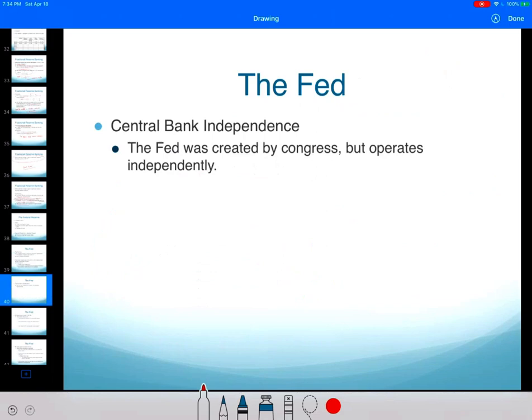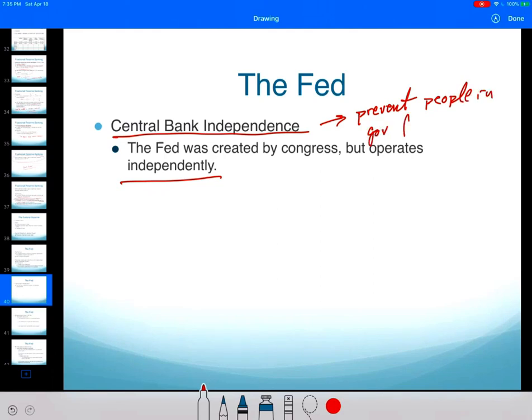Now, the Fed and the European Central Bank and the Central Bank of Canada, all these central banks were created to have independence. So the idea is central bank independence, because you want to prevent people in government from influencing the money supply.